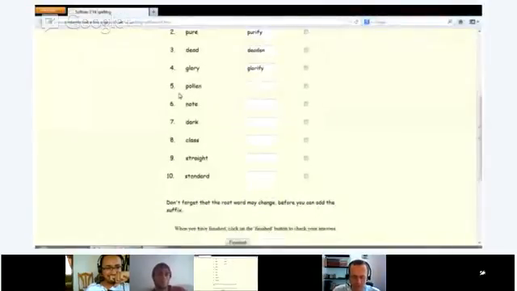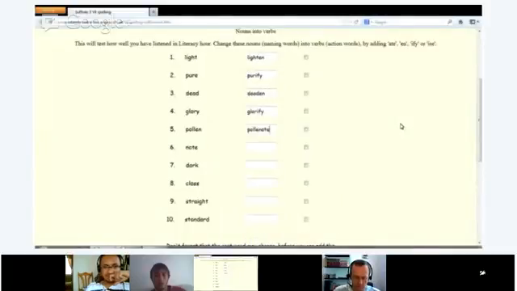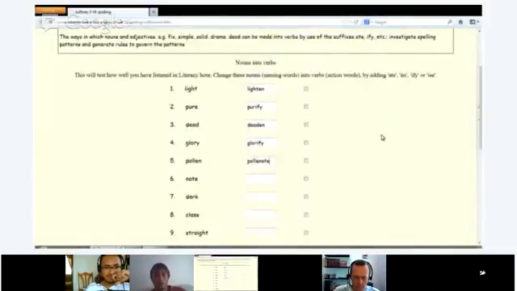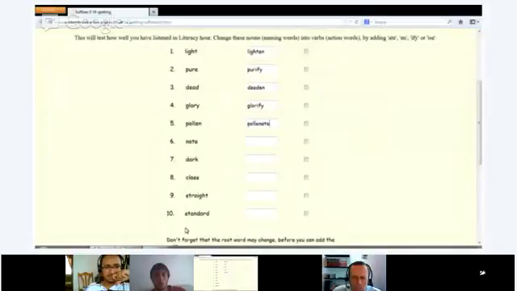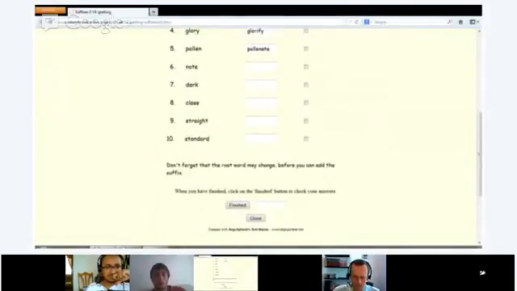Okay. Let's try number 5. The word is pollen. This is for Abigail. Abigail, which ending would we use? Pollinate? Good, pollinate, because we wouldn't say pollinen, no, pollify? No. Pollinize? Mm-mm. It would be pollinate.